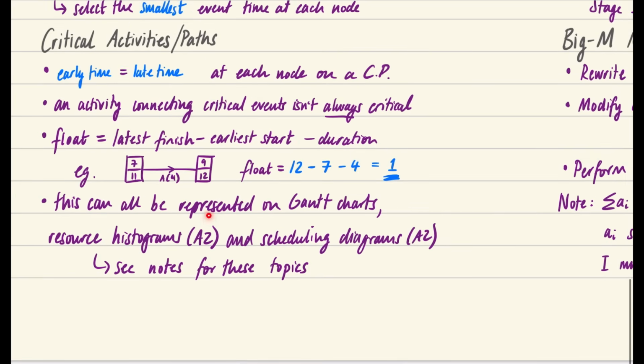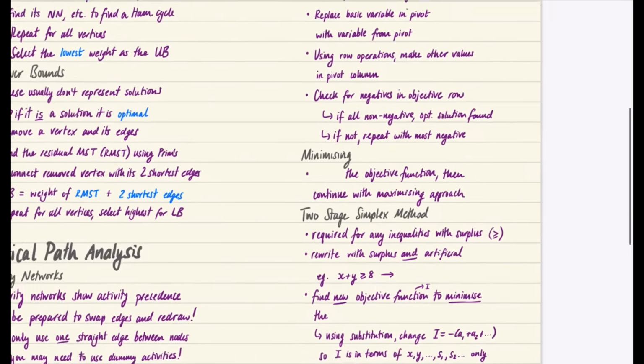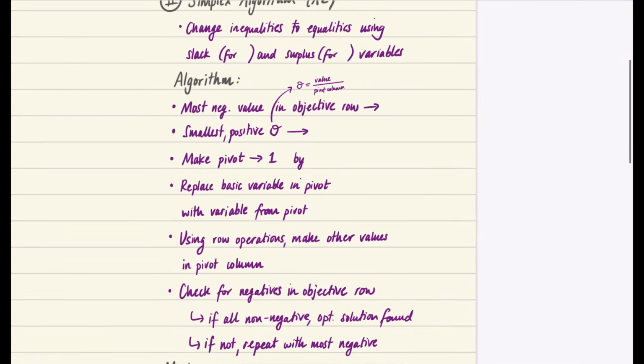Now, all of this information can be represented on Gantt charts, resource histograms, which is only in A2, and scheduling diagrams, which is only in A2. And you need to go and see the notes for these topics, because to try and explain all of these things without much diagram space, it just doesn't really make sense at all. So do make sure that you go and have a look at the resource histograms and scheduling diagrams, because they don't really have algorithms, but they've got a bit of logic that goes with them as well.